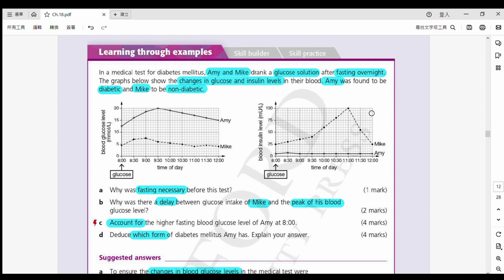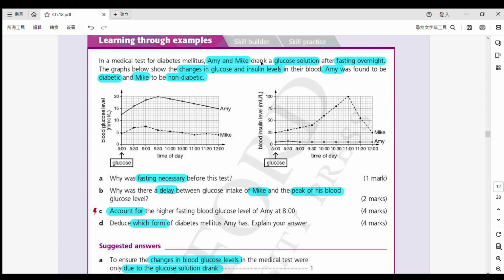your book page 12， 12頁嗰度啦。So all the time purple pages are usually very important， 得唔得？ And look at this one, page 12嗰度啦。So let's look at the question first. 佢同你講咯，Amy and Mike 兩個人啦 ，they drink a glucose solution after fasting overnight. So all of these questions are very well asked， 係問得好好嘅。Alright, so please be careful.